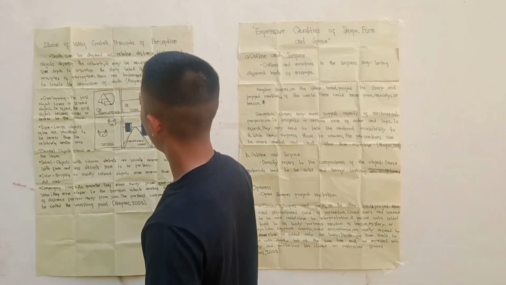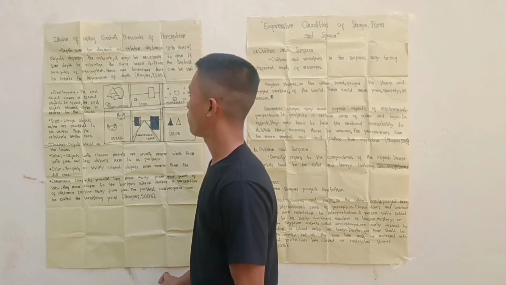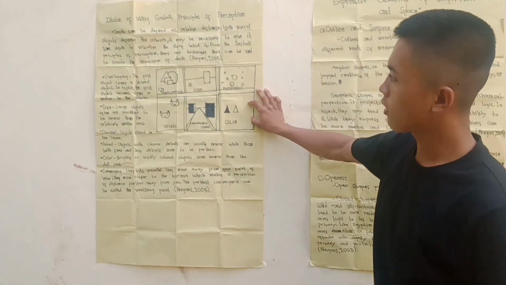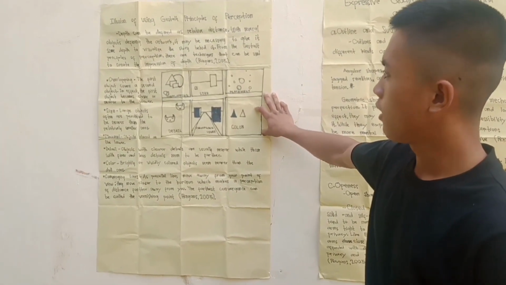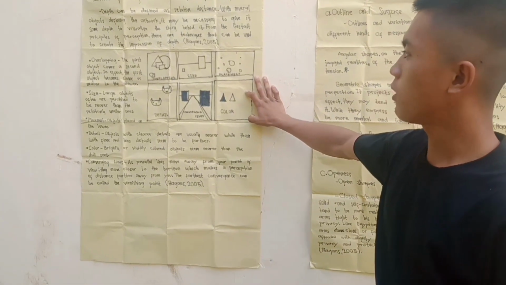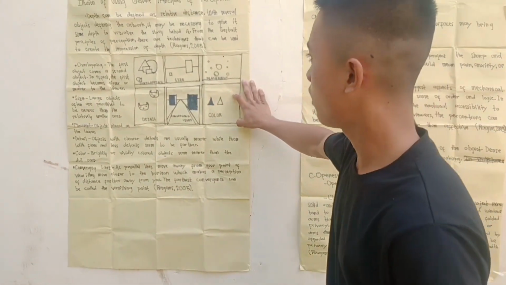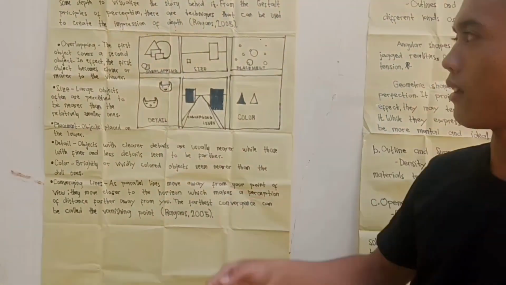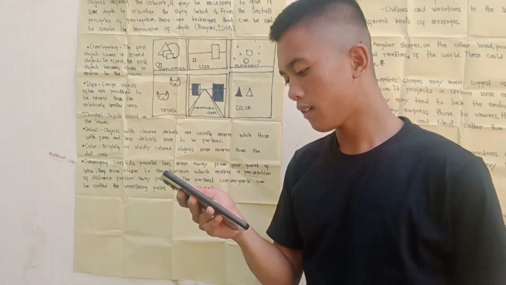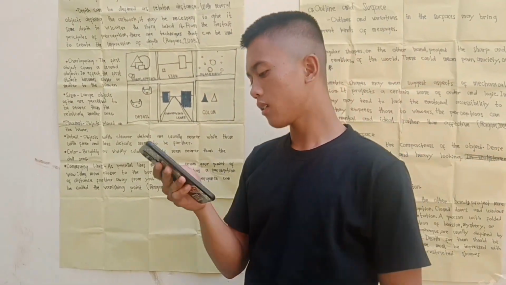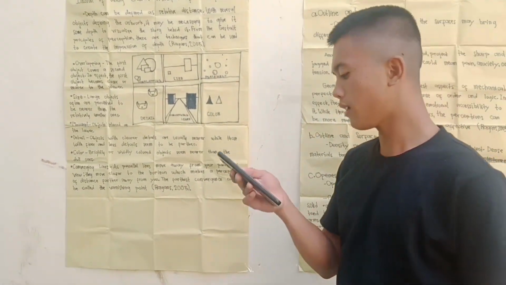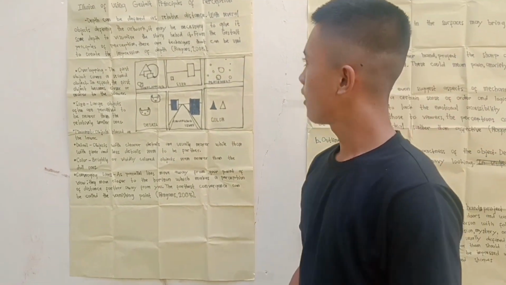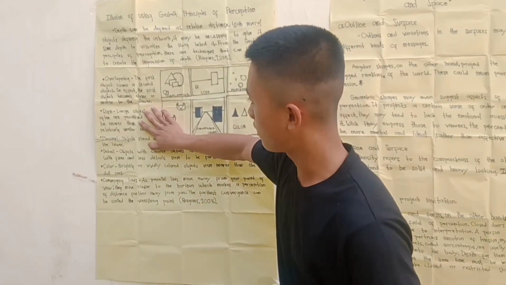So, the first principle of perception is overlapping. In overlapping, the first object covers a second object. In effect, the first object becomes closer or nearer to the viewer. So this is the example of overlapping. Overlapping is to extend or lie partly over each other, or to cover and extend beyond something.